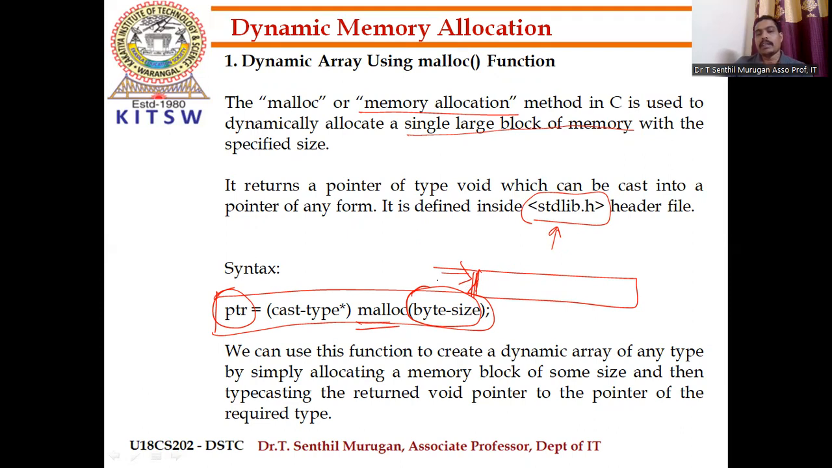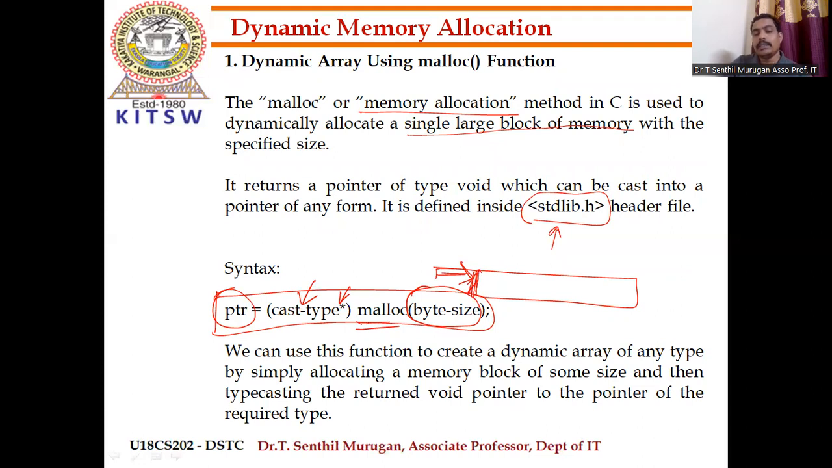So normally, what will a pointer do? It points to a memory location. In an array, it will point to the first location of the array. The pointer can be created with a cast type, that means the type of the data. It may be integer, float, or character, whatever it may be. You can give the type of the data with the pointer, so we are creating an integer pointer, float pointer, or character pointer.